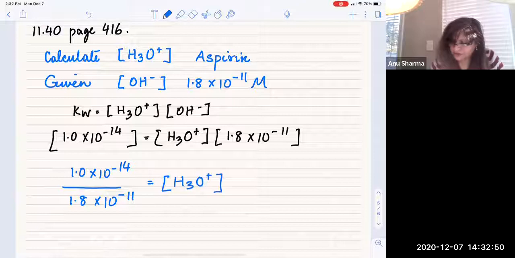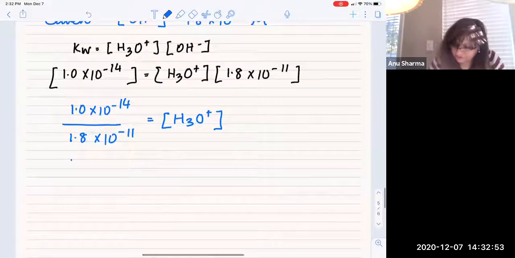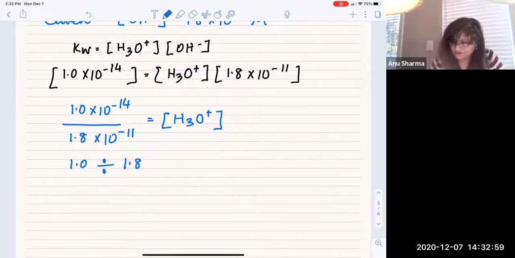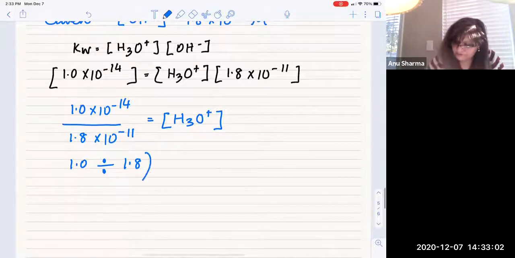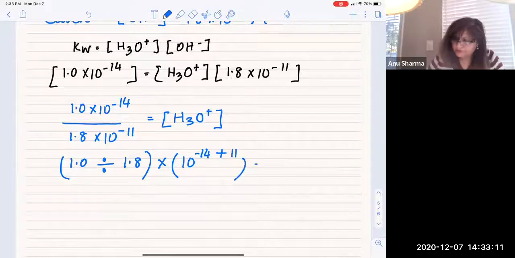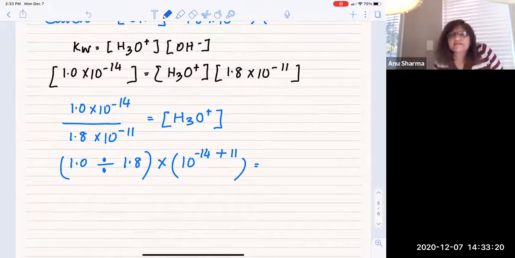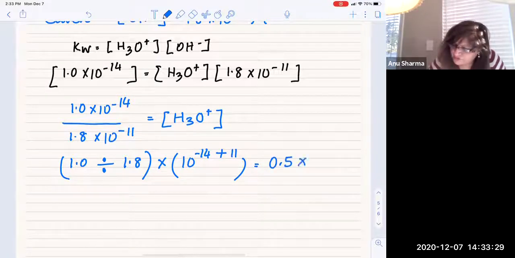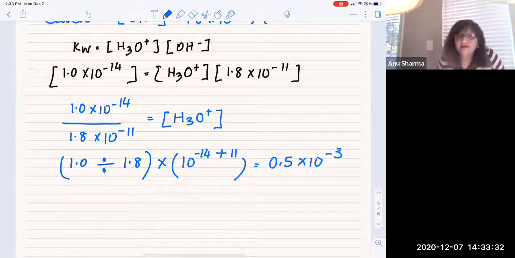It's a simple algebraic conversion, right? Next you're going to just do 1.0 on the calculator, divide by 1.8. That's one thing. Next thing you're going to do is whatever number you get here times 10 to the power negative 14 plus 11. So what do you get here? Negative 3, that's true. But what about the other one? 0.5. Okay, here it's 0.5 times 10 to the power negative 3. Everybody got it? Yes.